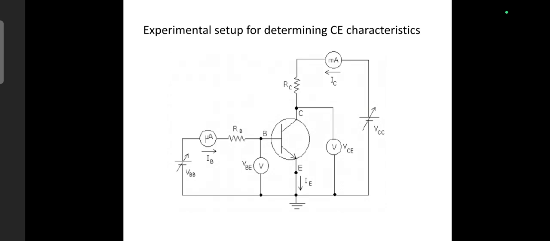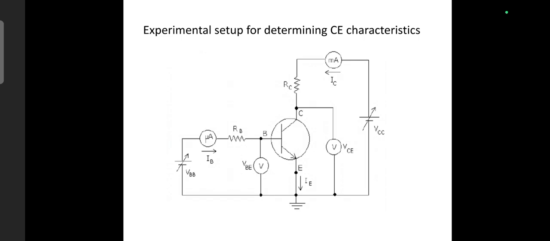So far we have discussed two different transistor configurations. One is common base transistor configuration and the other is common emitter transistor configuration. We have one more type of configuration also, that is common collector configuration. So that we will discuss in the next lecture.